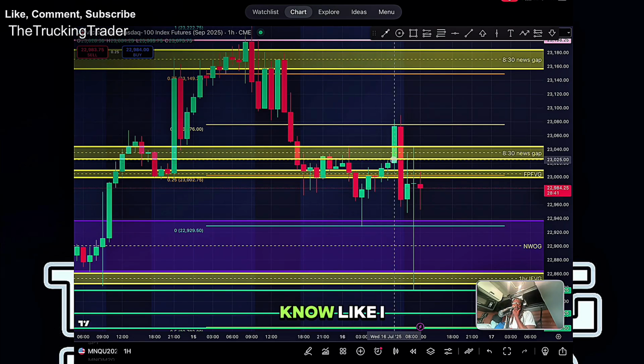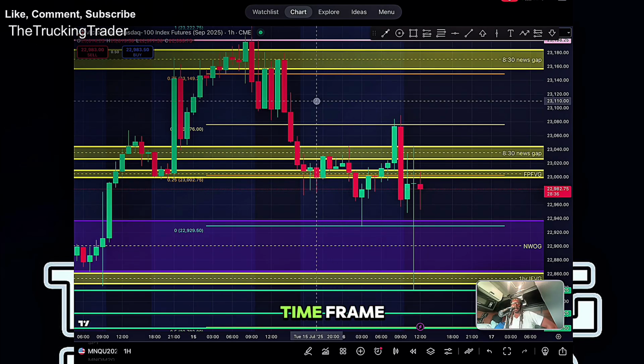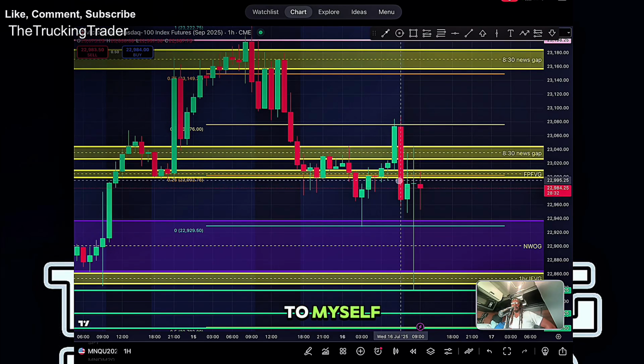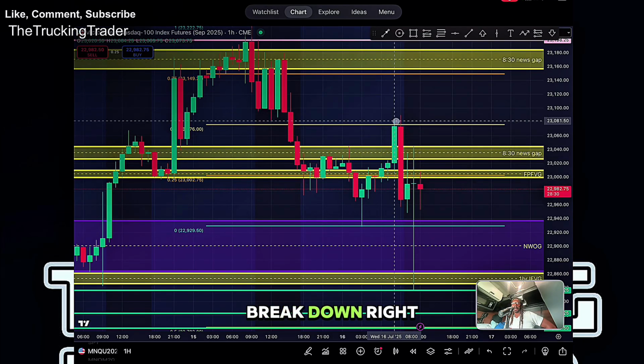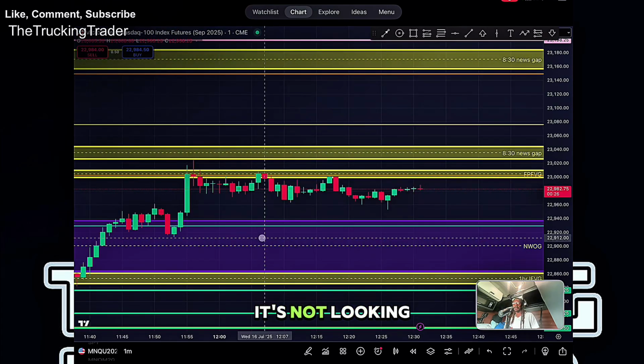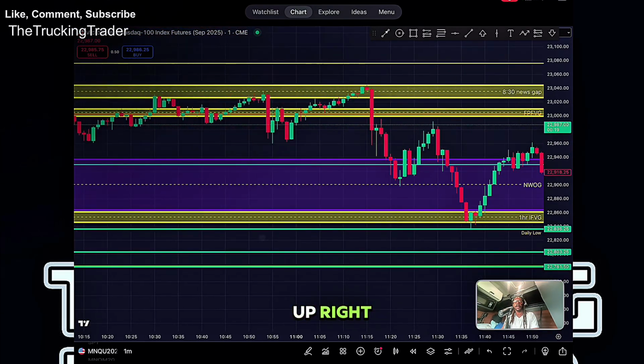And then, like I said, price had never got to the midpoint of that wick on the daily time frame. So from there, I was already starting to think to myself, okay, maybe price is going to want to break down, maybe price is going to want to start to retrace, because it's not looking that bullish on going up. It was looking very weak going up, right?